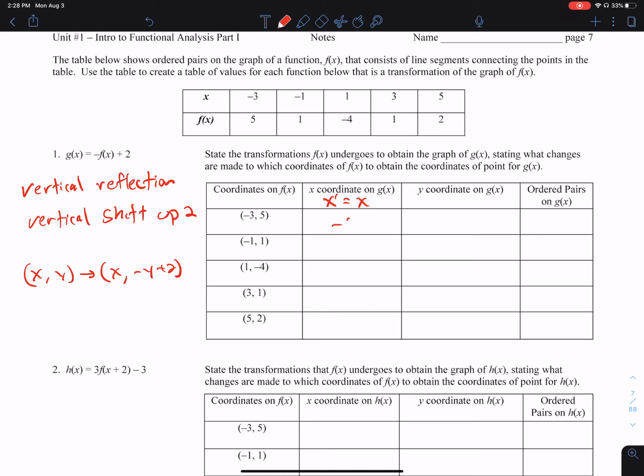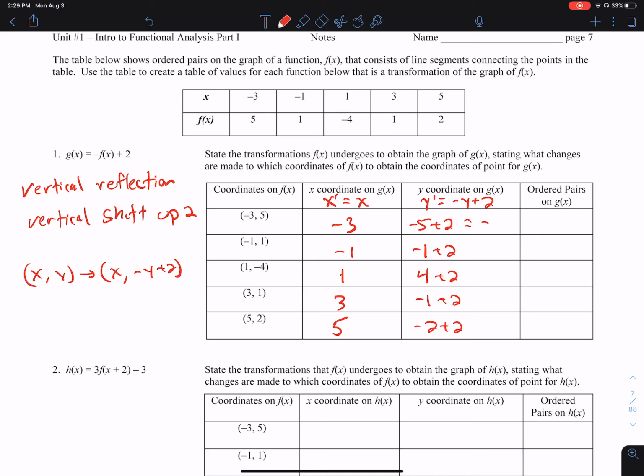So our x values for ordered pairs are the same as they were right here: -3, -1, 1, 3, and 5. Haven't changed. But our y primes, our new y values, are different from the originals. So it's to change the sign of y and then add 2 to it. Let's do that. Change the sign of 5 and then add 2. Change the sign of 1 and then add 2. Change the sign of -4 and add 2. Change the sign of 1 and add 2. Change the sign of 2 and then add 2.